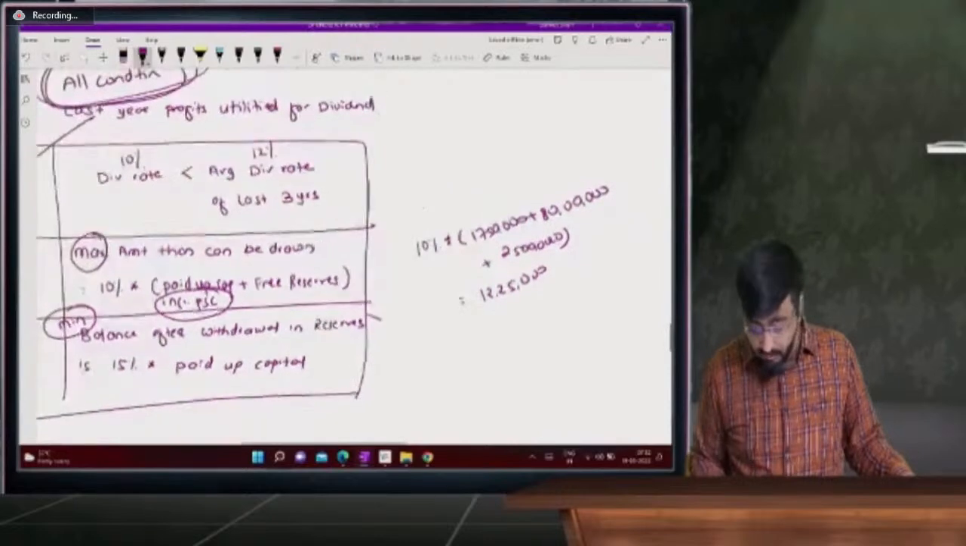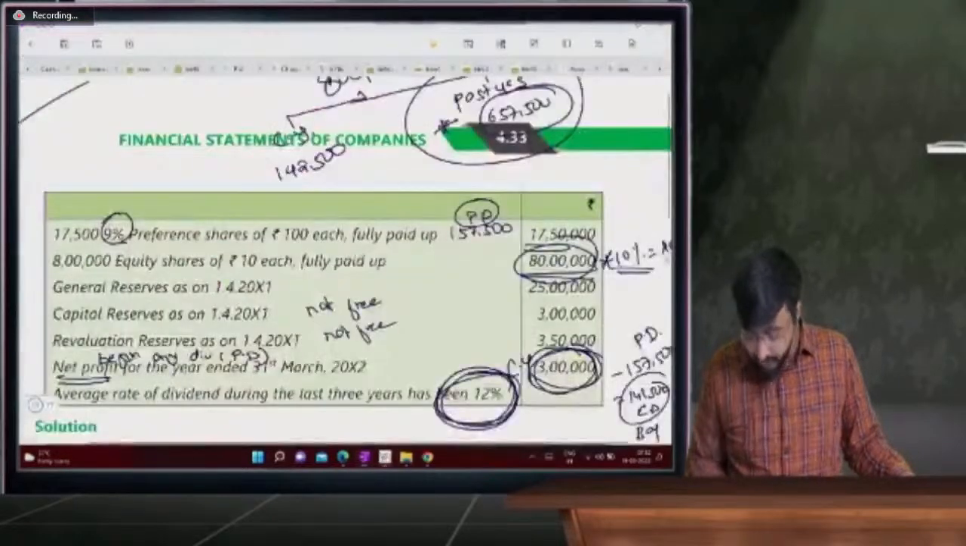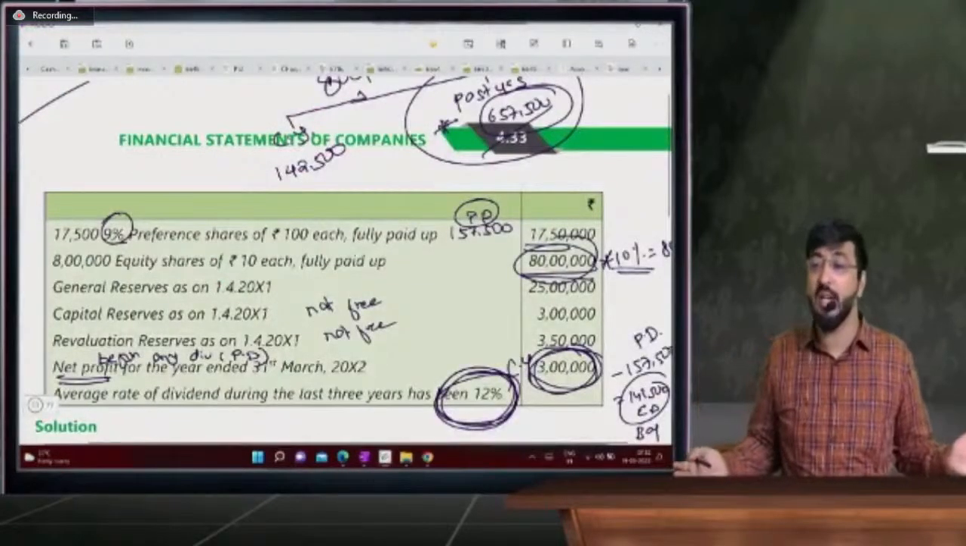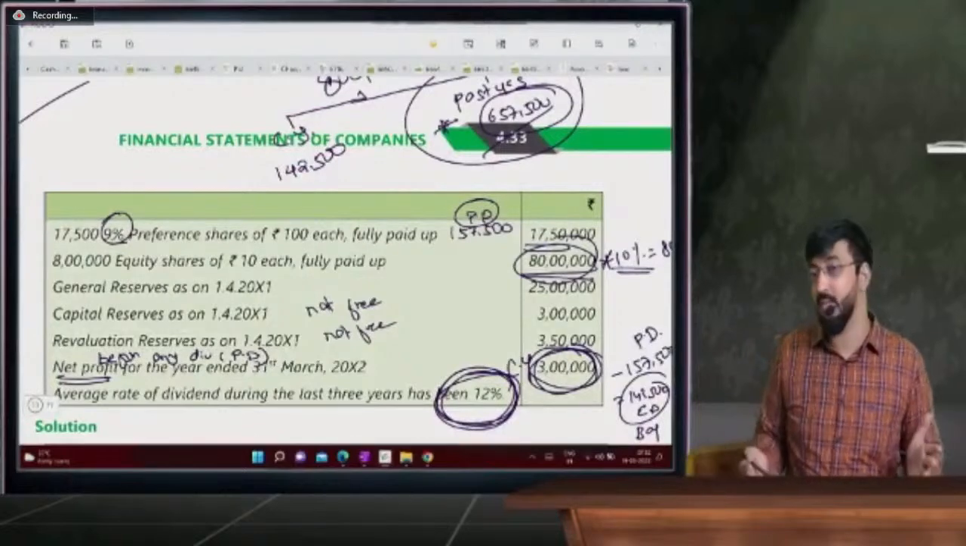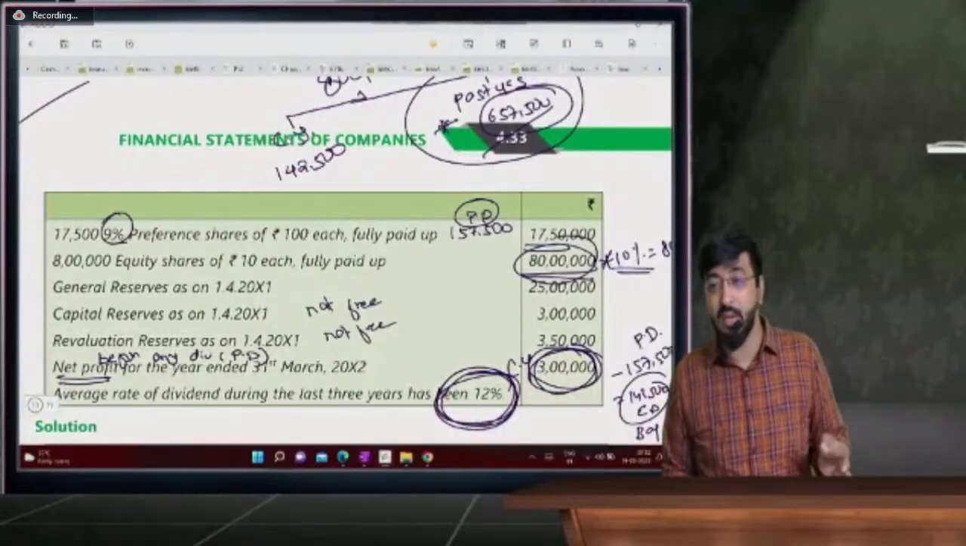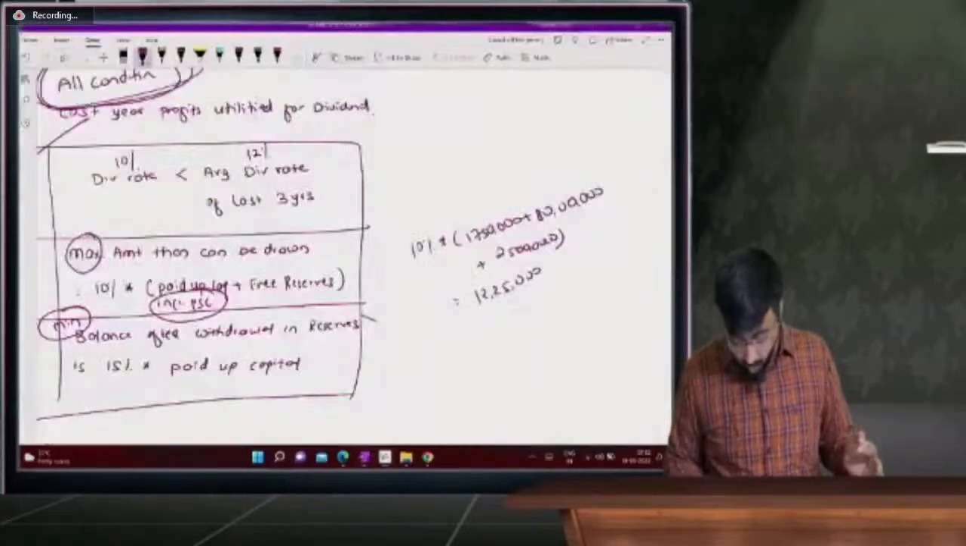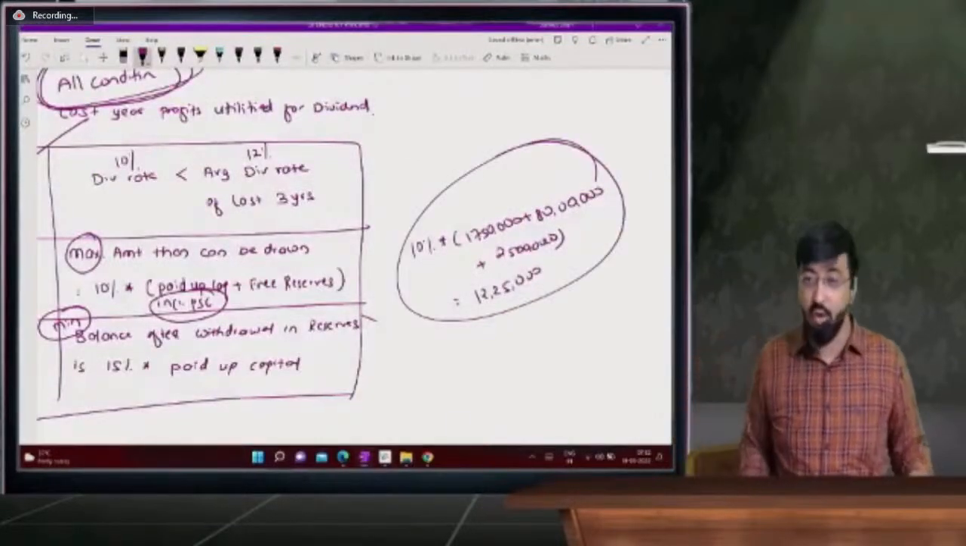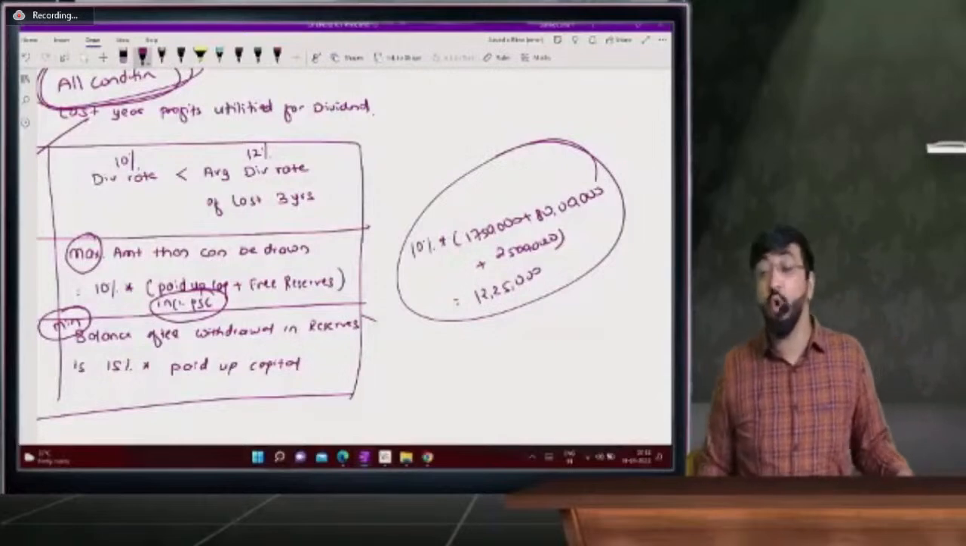And what is the dividend that I'm using from the past year? 657,500. Sir, the second limit is also satisfied, because we are withdrawing only 657,500 and the maximum that can be withdrawn is 20,25,000. You understood? So paid up capital is inclusive of preference share capital.